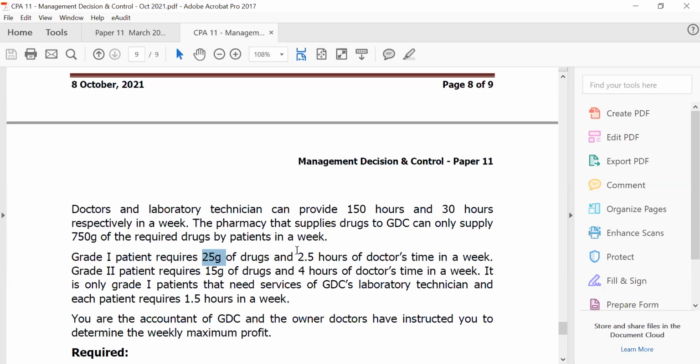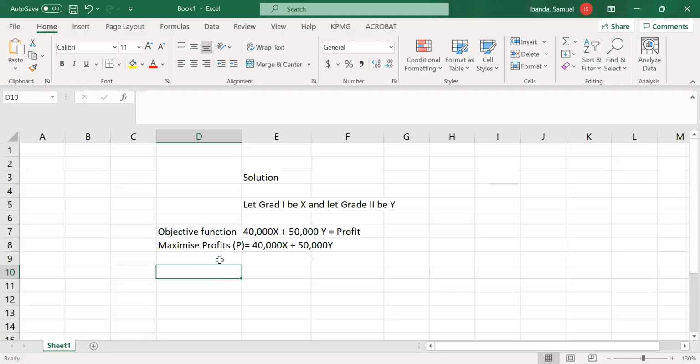So the next thing we are going to do is first look at the doctor's time. They have told us that 2.5 hours of doctor's time is required for grade 1, and 4 hours is required for grade 2. They have also given us the one for drugs, okay? Where 25 grams of drugs is required for grade 1, but remember we have a maximum of 750. So how do we translate that into our equation? I'll just come here. So I'm going to look at drugs first.